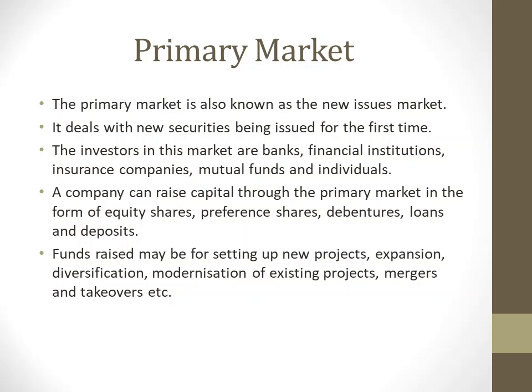So let's continue with the capital market. Financial market is being divided into two parts: one was the money market, another one was the capital market. And the capital market is further divided into two parts: one is the primary market and another one is the secondary market. Primary market means where the fresh issue of securities is done. That means securities are issued for the first time, and this is also known as the new issue market.